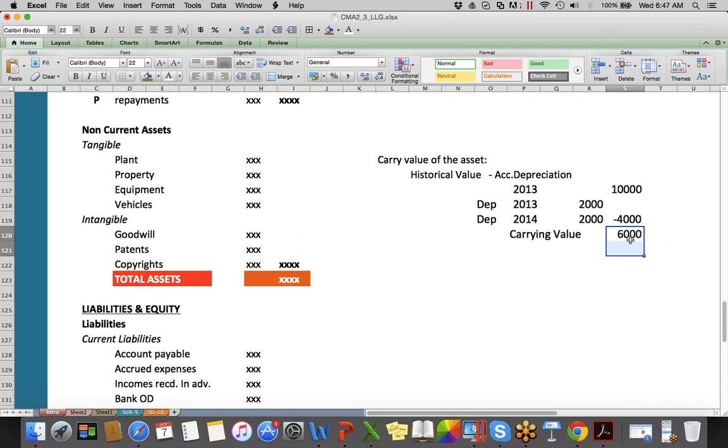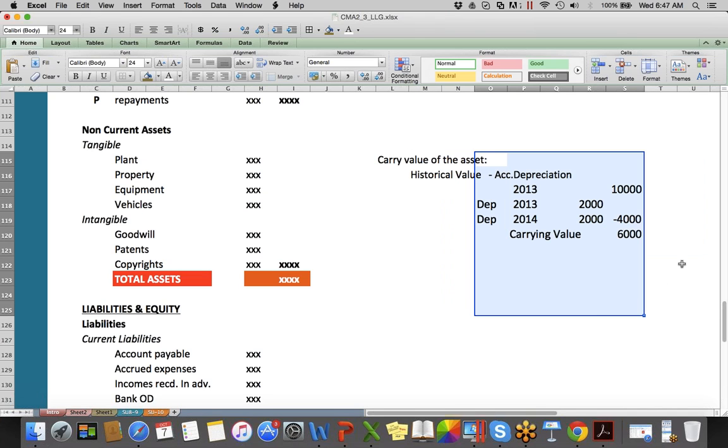When you compare the carrying value with the current market price, you will see whether there is a gain or loss on asset value. Or when you sell this asset, the sales value and carrying value are compared so that we can know whether there is a gain or loss. Say for example, this asset is sold for 5,000. There is a loss of $1,000 on the sale, which is a non-operating loss because this is not the nature of our business.